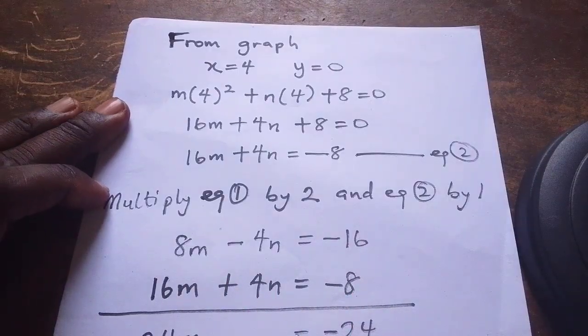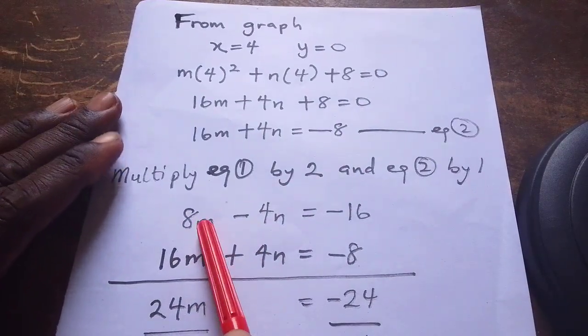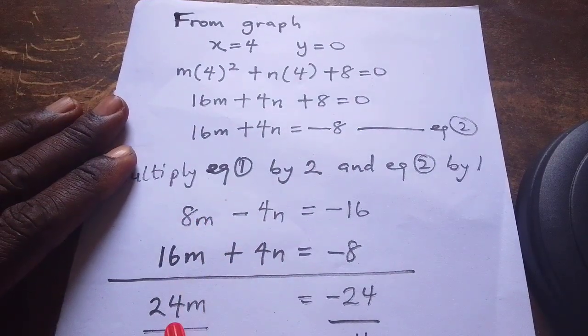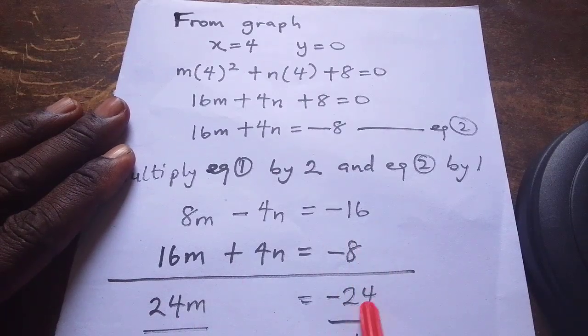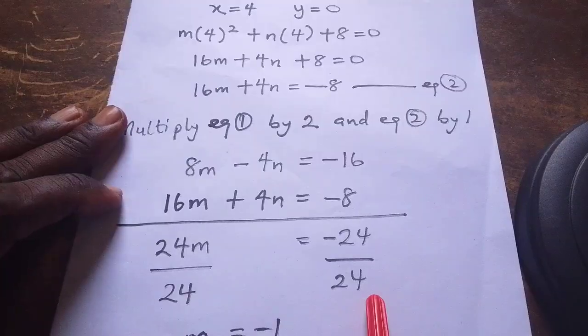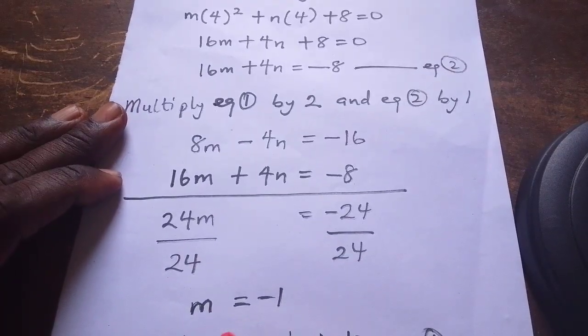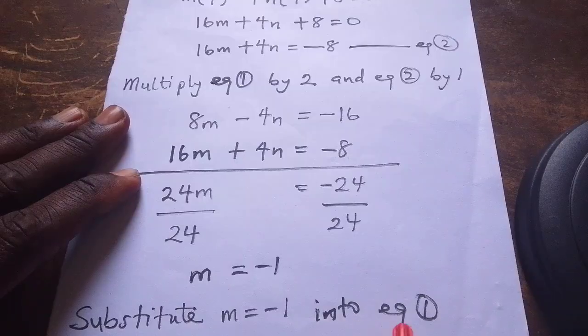So now from there you can easily eliminate n. So minus 4n plus 4n is 0. Then we have 8m plus 16m is 24m is equal to minus 16 minus 8, which will give us minus 24. To get m, divide both sides by 24, the coefficient of m. So minus 24 divided by 24 will give us minus 1. So you now substitute minus 1 into equation 1.